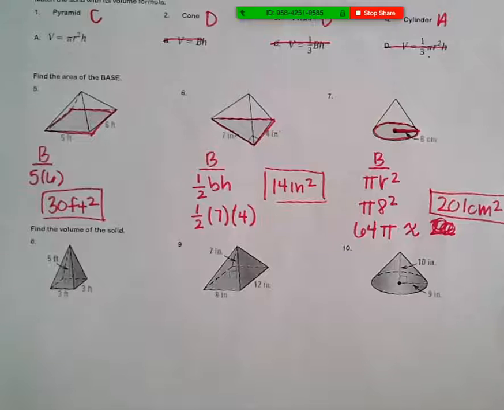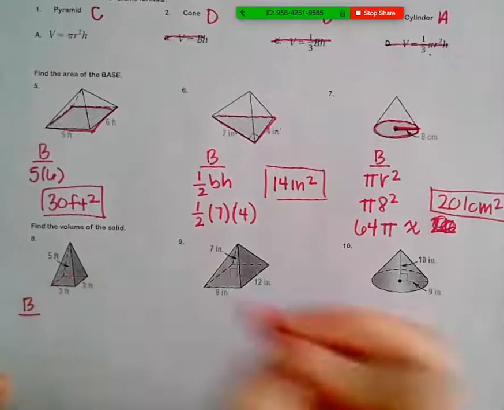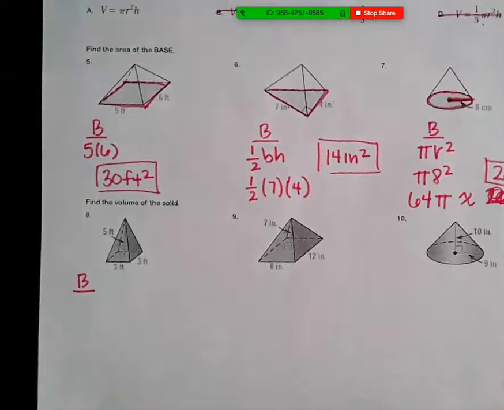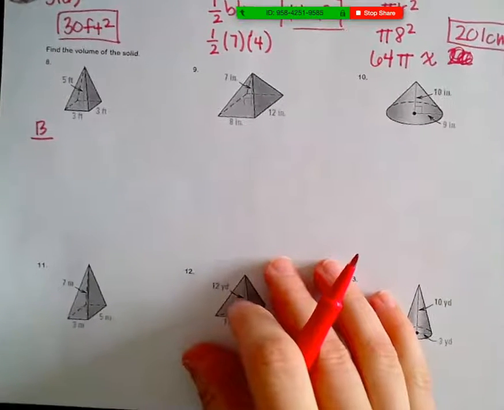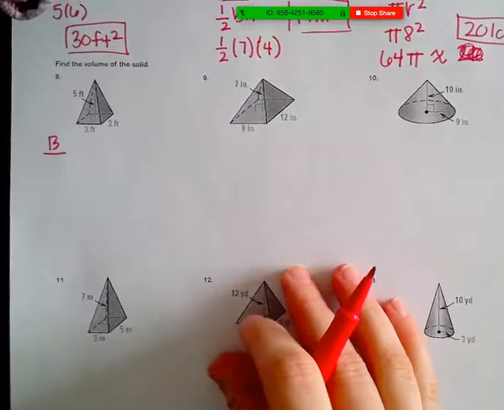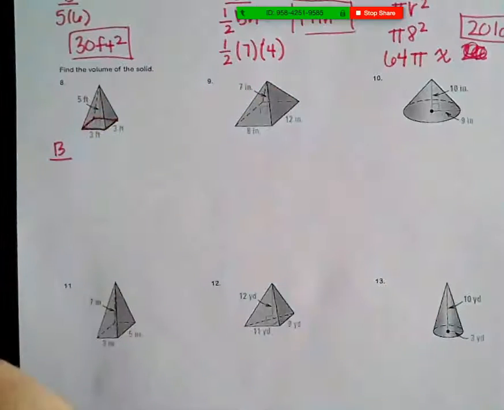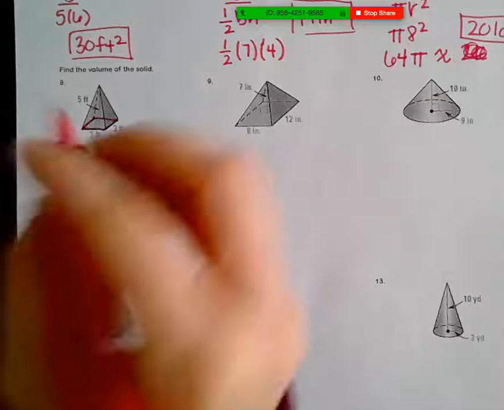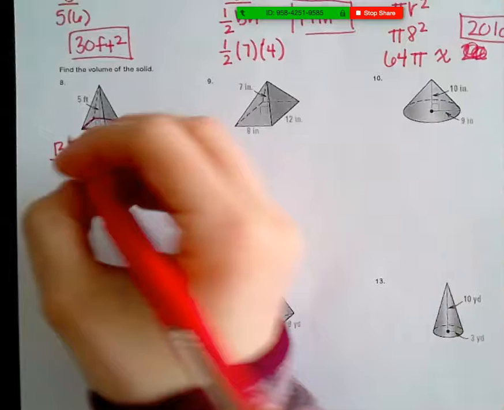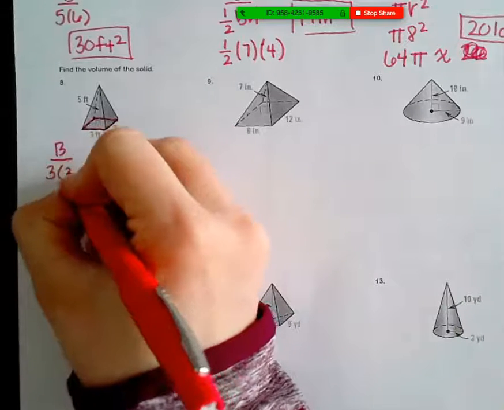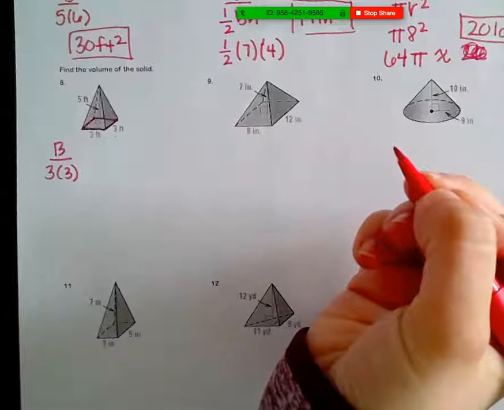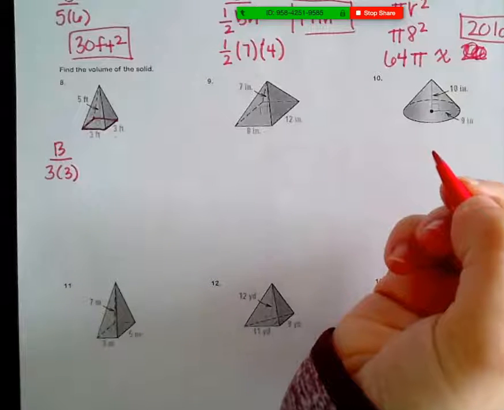Find the volume of the solid. All right, here we go, folks. Let's try number 8. So what are the dimensions of my base down there? This looks like a rectangle. It is a rectangle or a square. And what are the side lengths? 3 and 3. So 3 times 3 gives us 9.